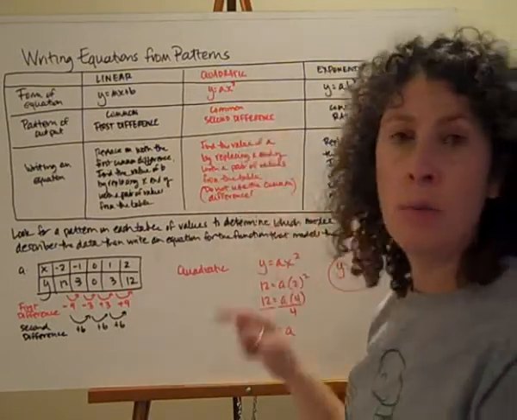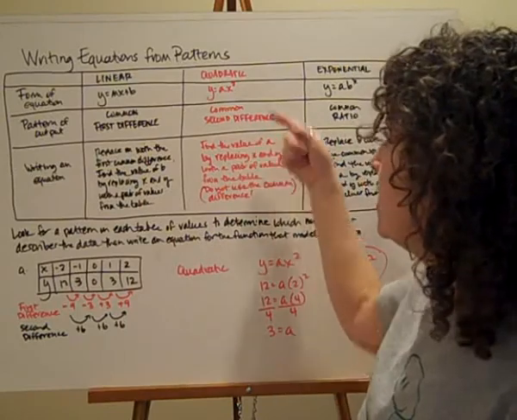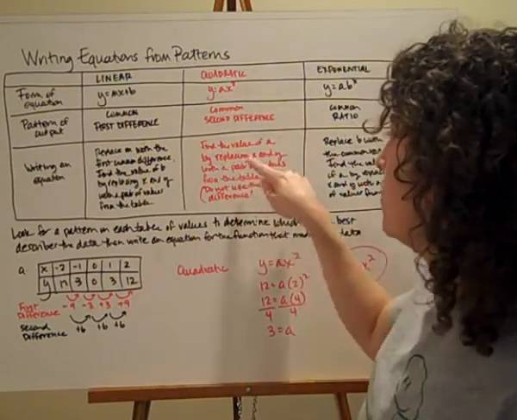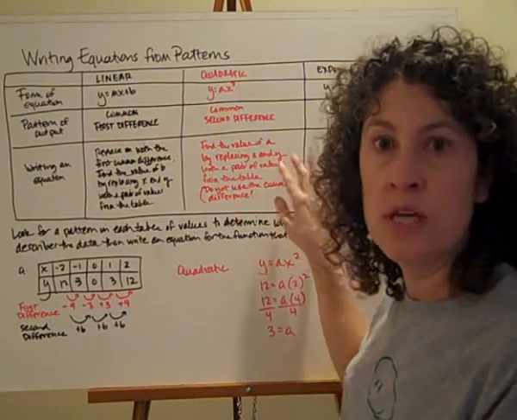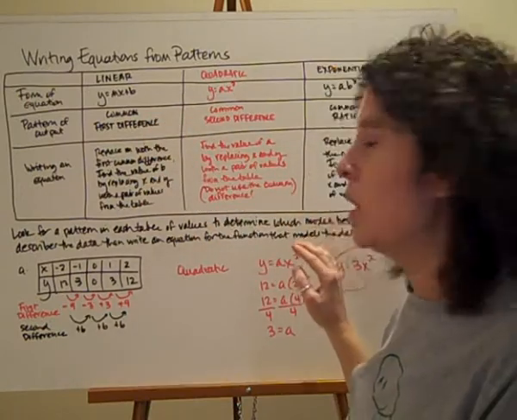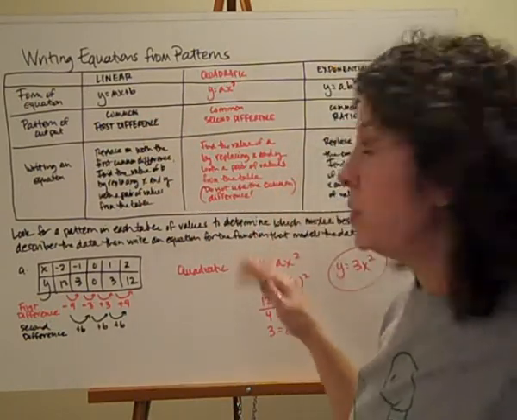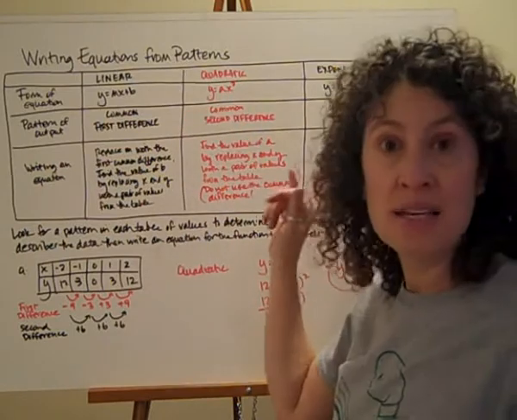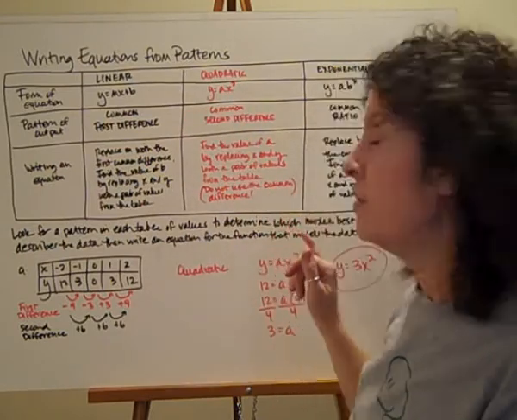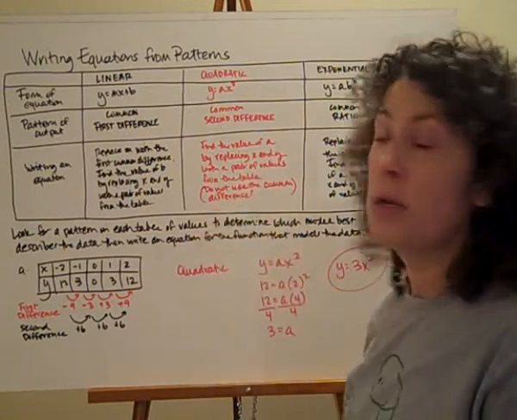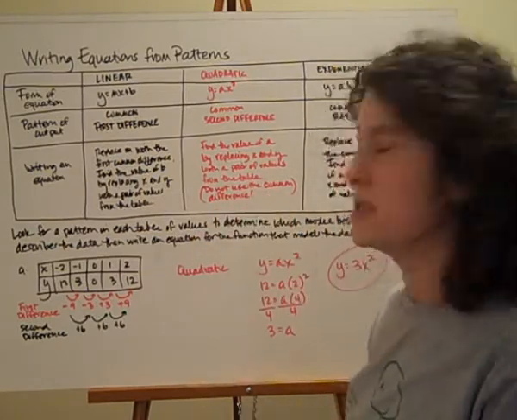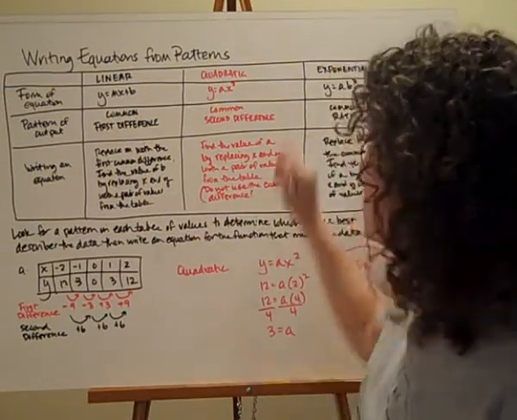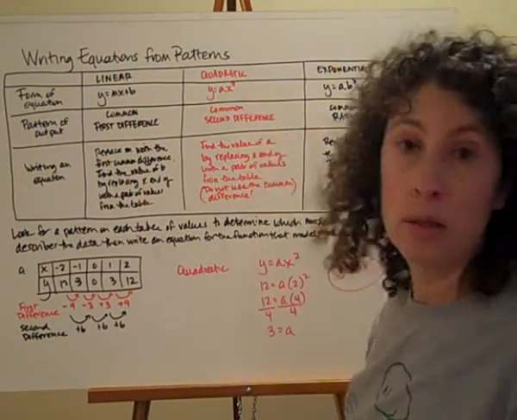And if we see this common second difference, we're going to find the value of a by replacing x and y with a pair of values from the table. So very similar to what we did with our linear, except there's no slope in there. Notice that the only variable besides x and y is a, so that's really the only value we need there. We're not going to use the first common difference at all.